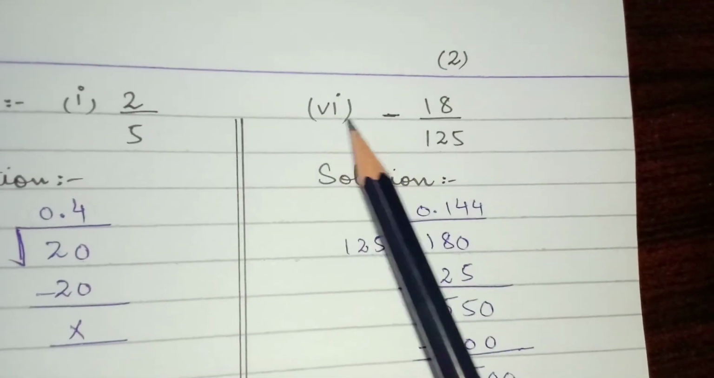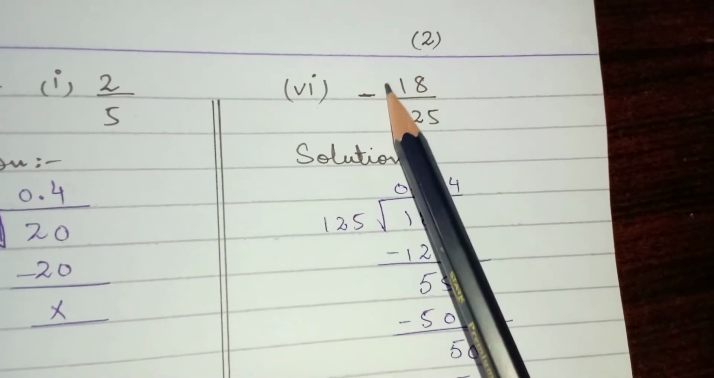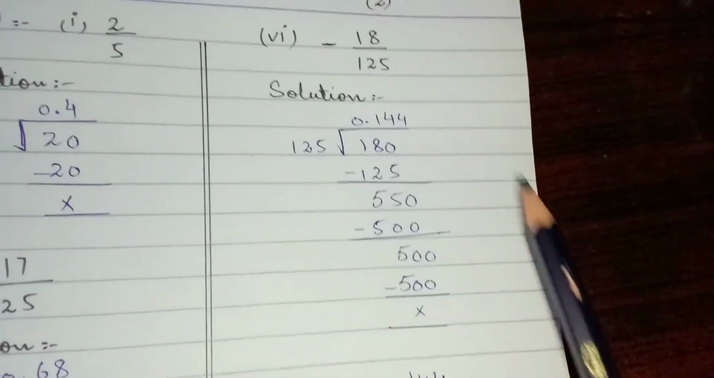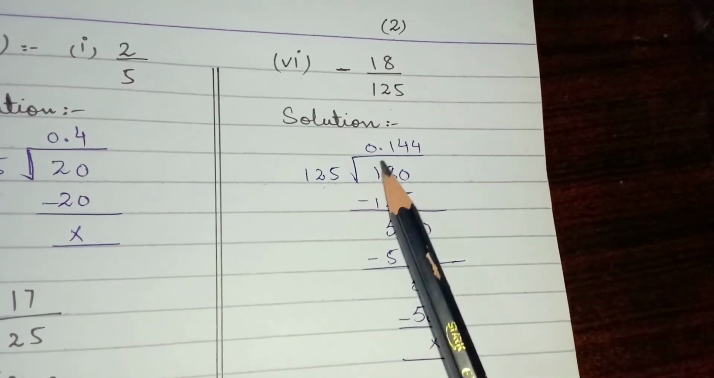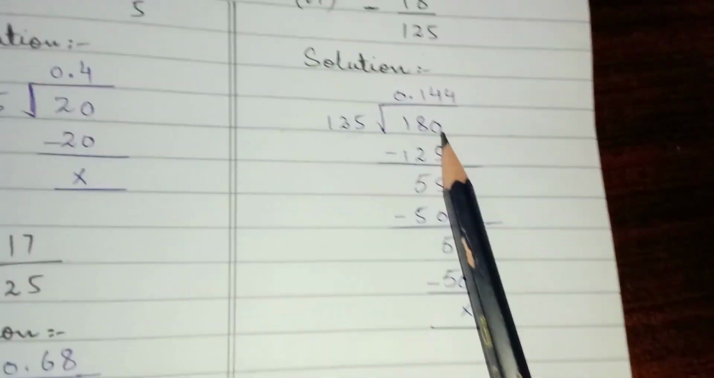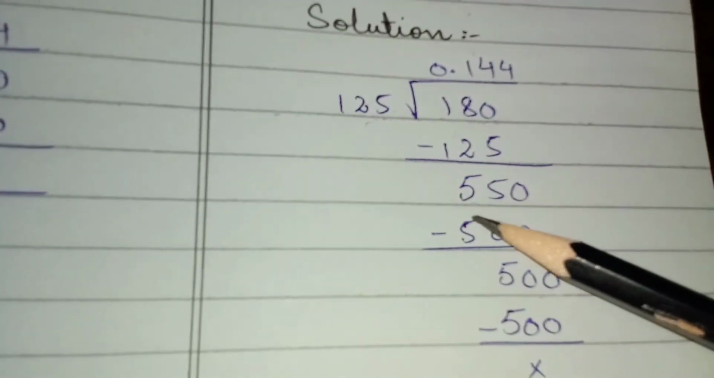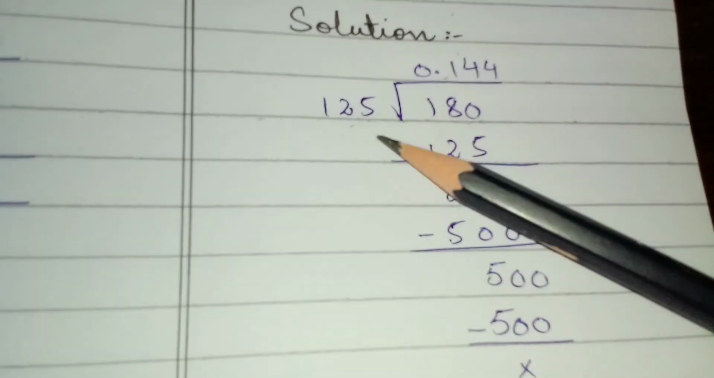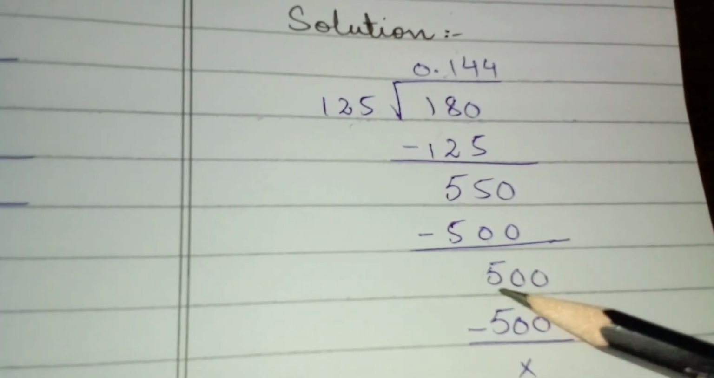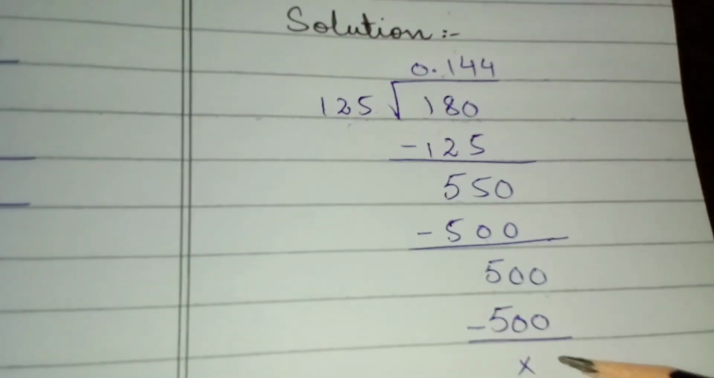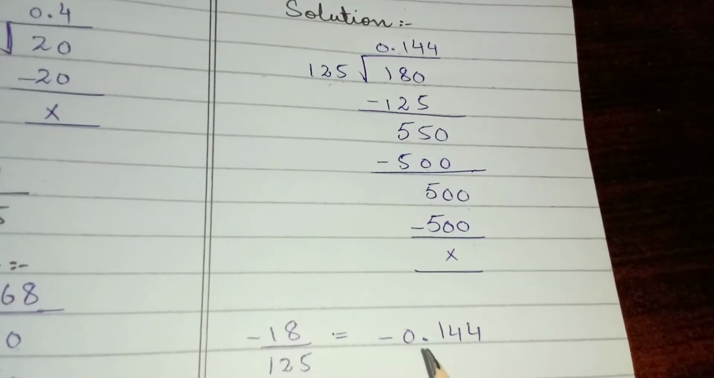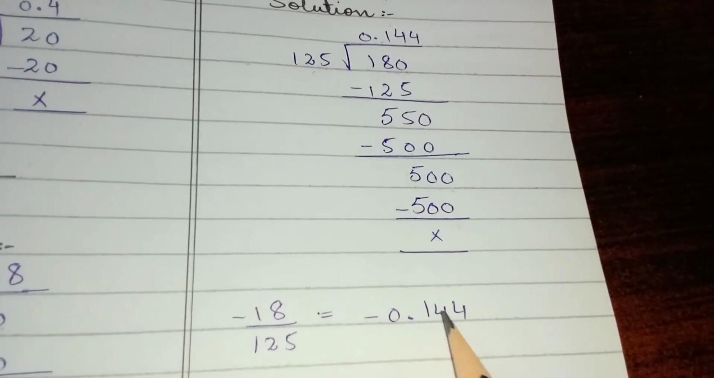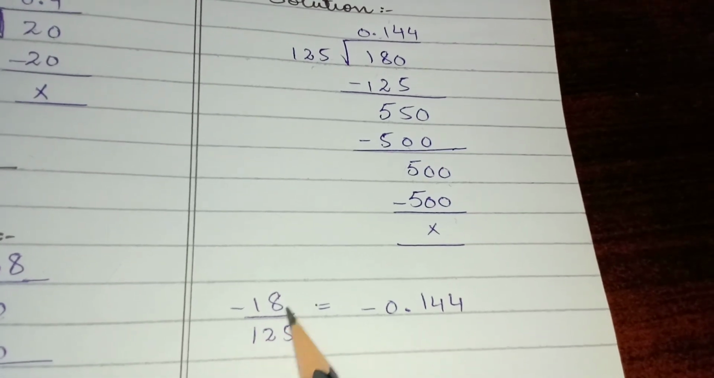Now part number 6, minus 18 over 125. So you can solve it by the division process and we have to carry the minus sign into the answer. So 18 is a dividend and 125 is a divisor. So 0.0 like here, and 125 ones are 125 and the remainder is 55. So we have to put a 0 due to this point, and 125 4s are 500, remainder is 50. Put a 0 and 125 4s are 500. So 0.144 is the answer of 18 over 125, and due to the minus sign we have to put a sign here. So minus 0.144 is the decimal form of minus 18 over 125.